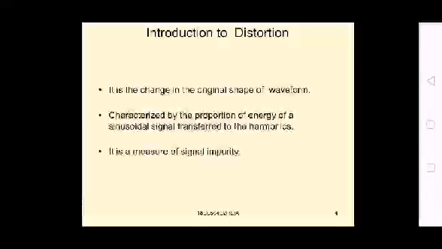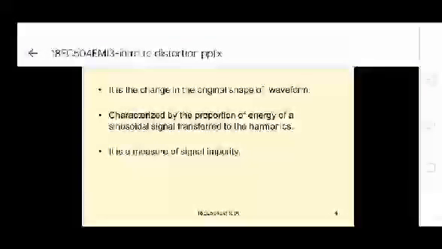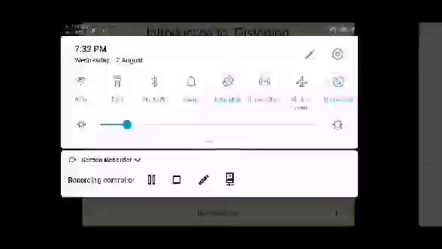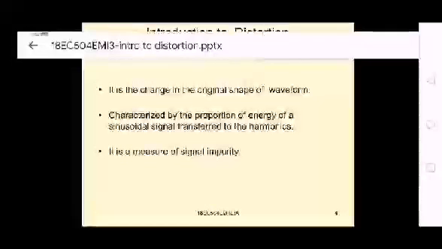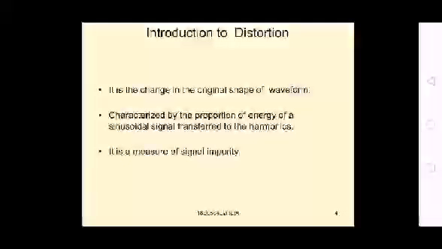If the output is not the same as the input, then we say that the signal is distorted. That is, the output signal is not an exact replica of the input signal. If there is a change in the original shape of the waveform, it is a measure of signal impurity. We are not getting the pure signal at the output; some impurity is added to our original signal.